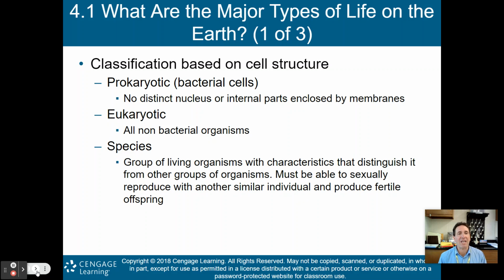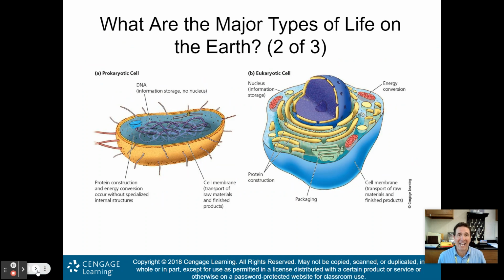What are species? They are a group of living organisms with characteristics that distinguish it from other groups of organisms. However, they also must be able to sexually reproduce with another similar individual and produce a fertile offspring. If they can't produce a fertile offspring, then they're technically not species. So again, species are living organisms with the same characteristics that differentiate it from other groups, but they also must be able to sexually reproduce a fertile offspring together to be officially classified as a species.